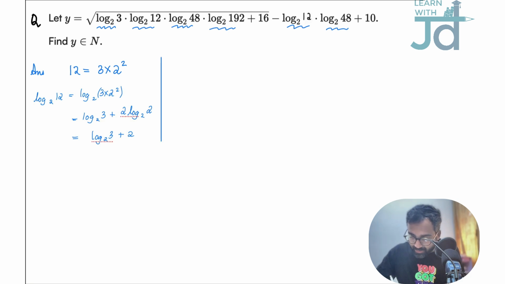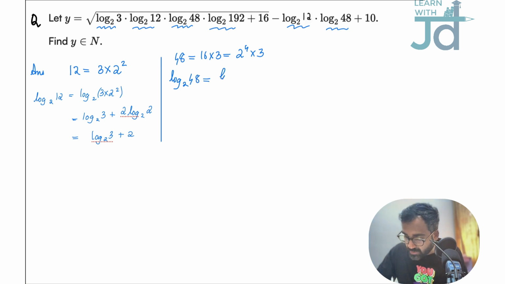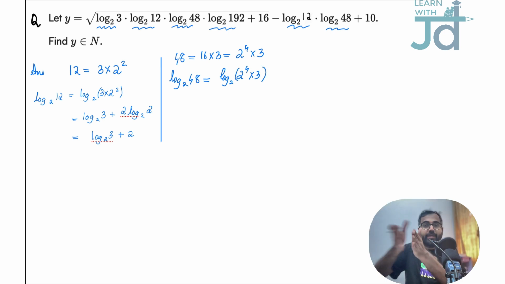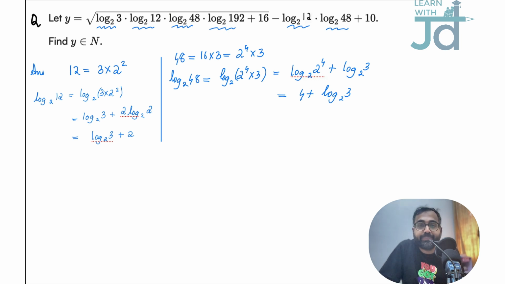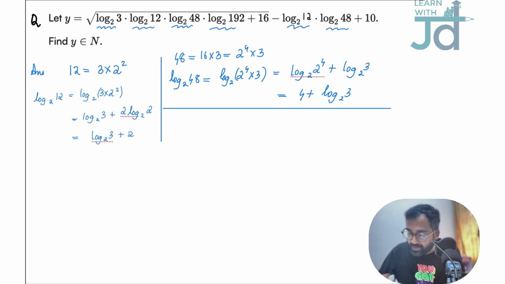Now you can see what 48 will be. 48 is 16 threes, right? So 16 is 2 raised to 4, so 2 raised to 4 into 3. Now log 48 to the base 2 is log of 2 raised to 4 into 3 to the base 2. Again, as log AB is equal to log A plus log B, I can split like this. So I've split it like that. This is how you will take log 48.